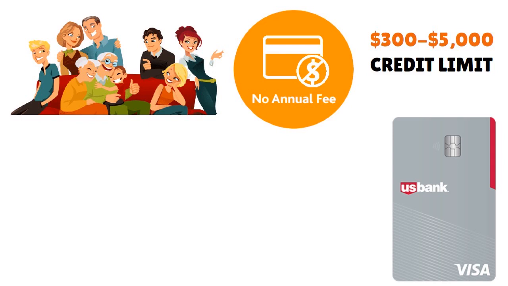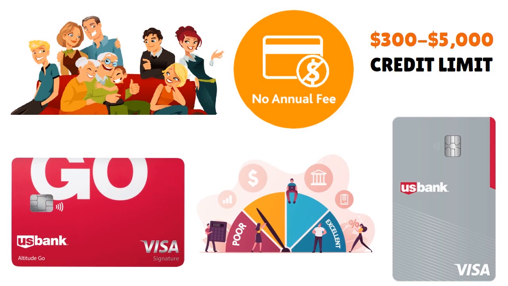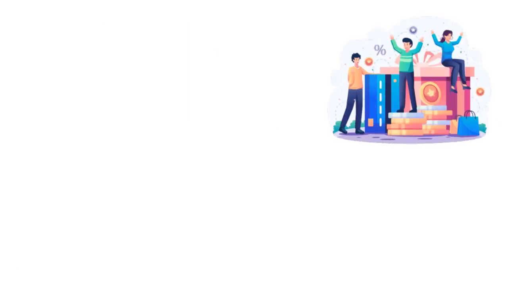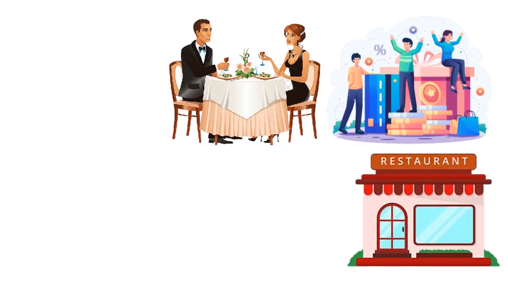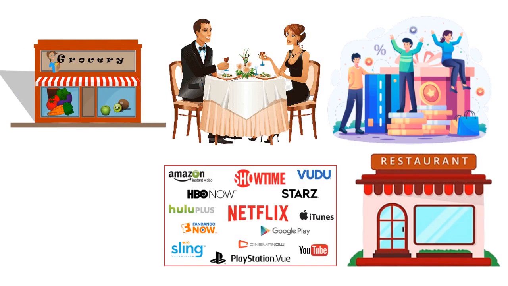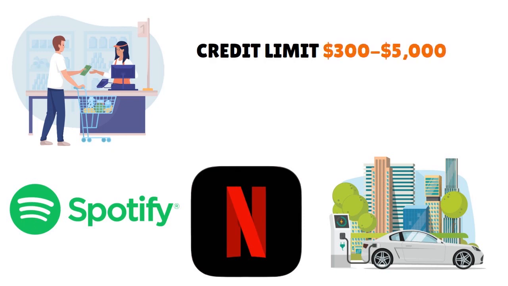You also have the US Bank Altitude Go Secured Visa card. It's a card that allows you to earn up to 4x points while building credit. So this is kind of cool. The rewards here are 4x points on dining, takeout and restaurant delivery. You have 2x points at grocery stores, grocery delivery, streaming services, gas stations, and EV charging stations. You have 1x points on all other eligible purchases. Plus, you have a $15 credit for annual streaming service purchases such as Netflix and Spotify. The credit limit here goes from $300 to $5,000. The annual fee here is $0.